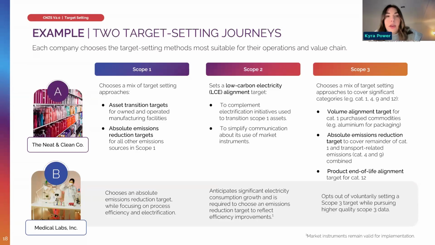So that's just an important note that we did not cover, but for category B companies, scope 3 targets are optional while they are required for category A companies. Great.